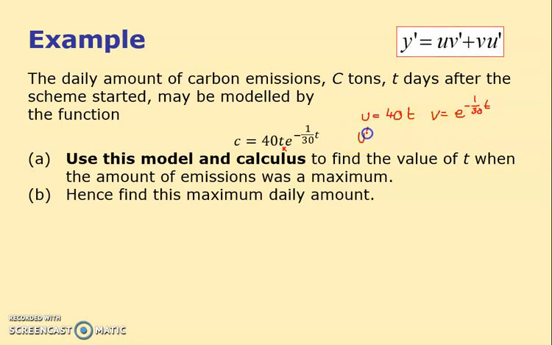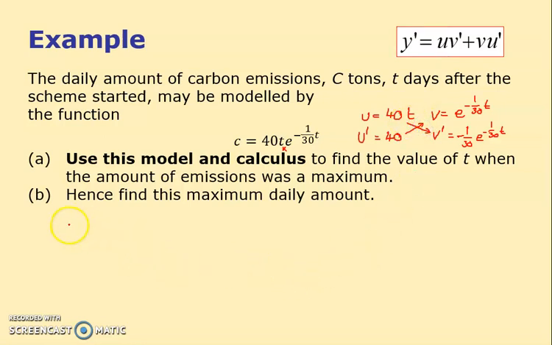So let's differentiate them. 40t becomes 40 if I differentiate. Notice I don't care about the fact that t is not x's and stuff. And v dash, well, it's what I was saying before, this minus a 30th comes to the front. And then it's e to the minus a 30th t. The power actually doesn't change. All you do is differentiate the power. So now the rule says times that by that, times that by that.